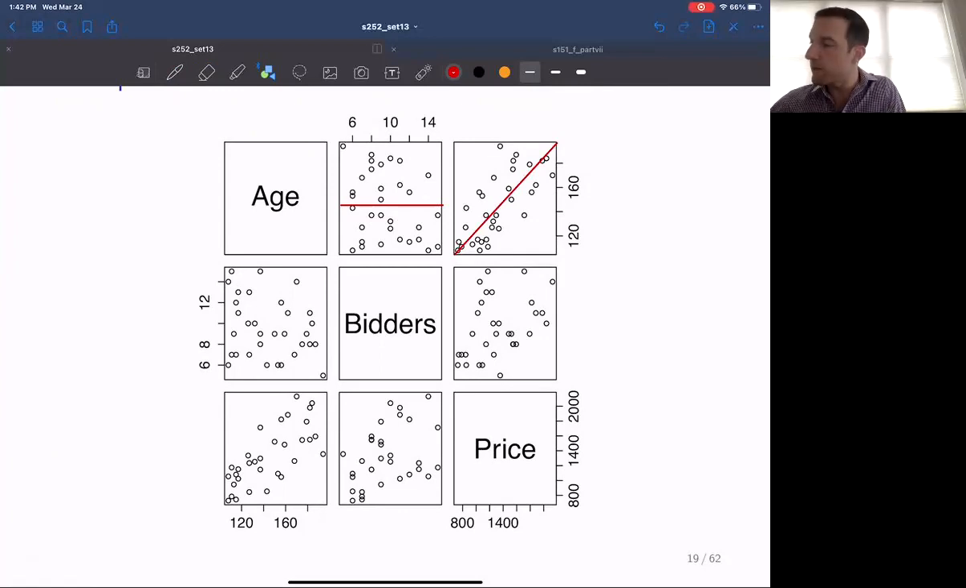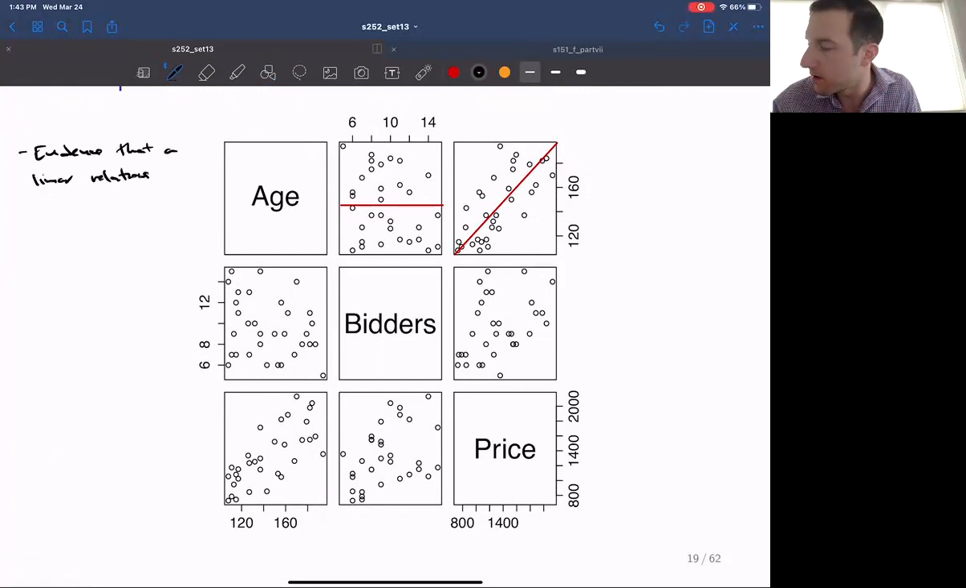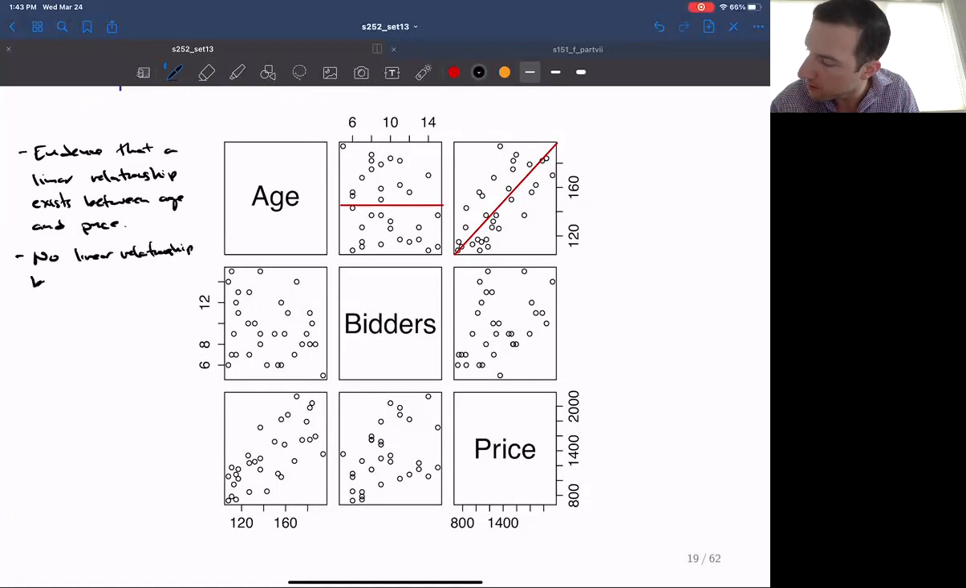So we have evidence here from the pairwise scatter plots that a linear relationship exists between age and price, but we have no linear relationship between age and bidders.